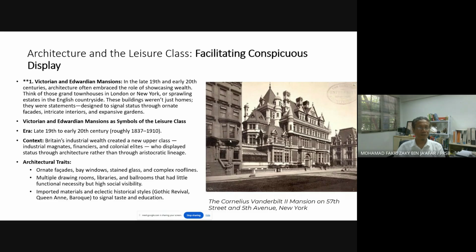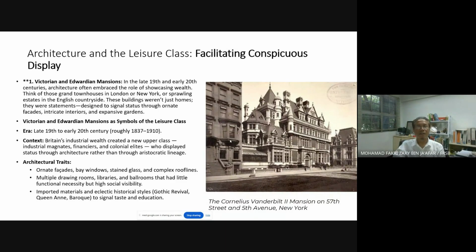So Britain's industrial wealth created a new upper class, industrial magnate financiers, colonial elites, who displayed status through architecture rather than through aristocratic lineage. In the past, it was aristocratic, the descendants who inherit the wealth or the power of their ancestors or their progeny. But now you have this merchant class, you have these industrialists, you have these capitalists who are using this. And they use a lot of ornament, bay windows, stained glass, and complex roof lines. The more intricate the design, the higher the status displayed by the owner. Okay, and also imported materials of eclectic historical styles, Gothic revival, Queen Anne Baroque, to signal taste and education. So this is how architects responded to this leisure class.